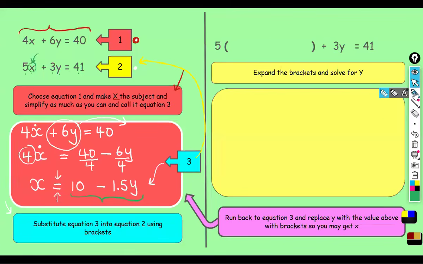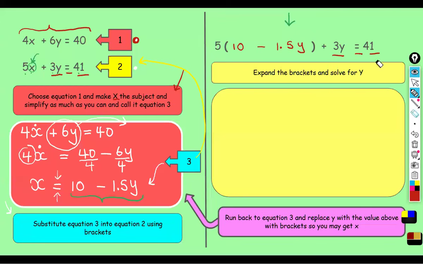So keep your eyes over here. Look at this now. I'm going to write back. I'm going to kick out this X. The 5 here, who used to be touching the X, is still there. But I'm kicking out the X, and I'm going to put what? 10 minus 1.5y. You notice I put the brackets, and then I write back the 3y, the equal, and the 41.